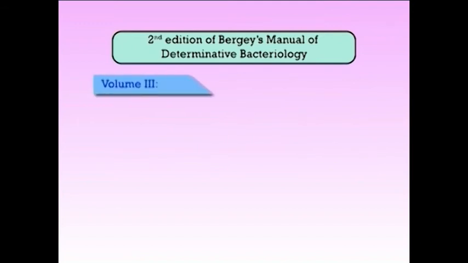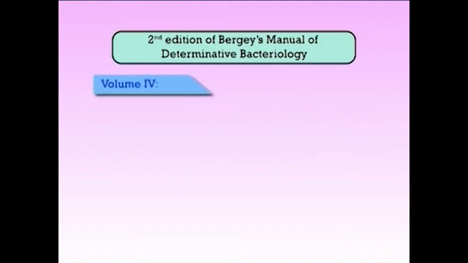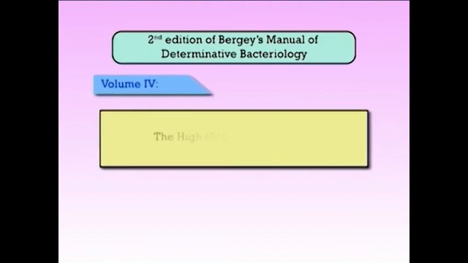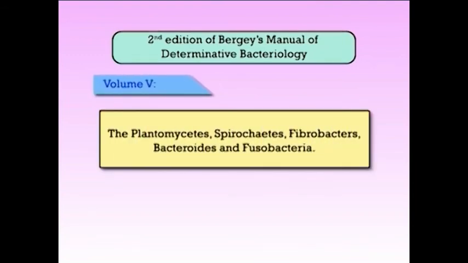Third volume contains the low G plus C gram-positive. In the fourth volume, it contains the high G plus C gram-positive. Finally, in the fifth volume, the planktomycetes, spirochetes, fibrobacter, bacteroids and fusobacteria are incorporated.